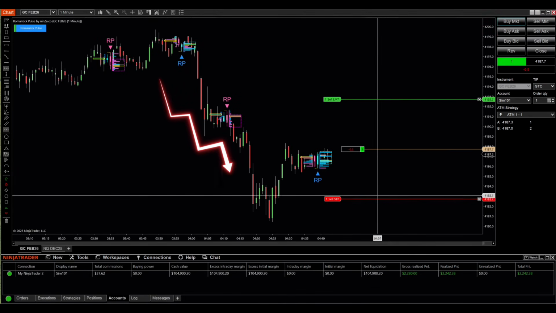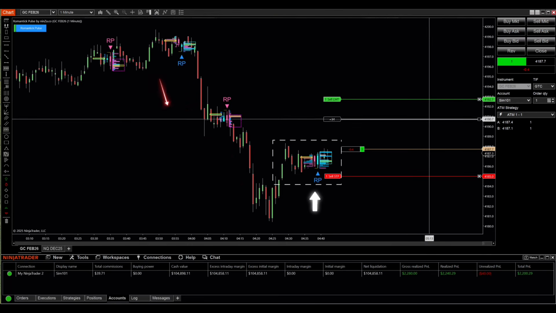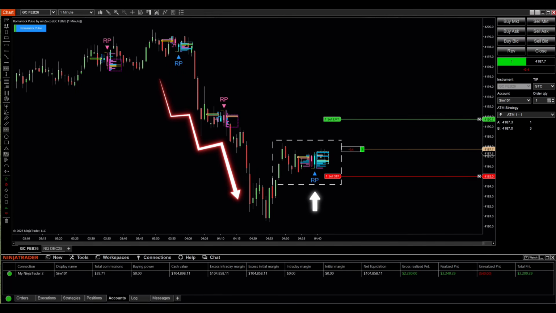After a strong drop here, price began to recover and formed a sideways zone. A buy signal from Romantick Pulse appeared with strong buying momentum, and because the signal formed inside the sideways zone, I decided to take the buy trade since the stop loss was very tight. Take profit was placed at the top of the previous sideways area.